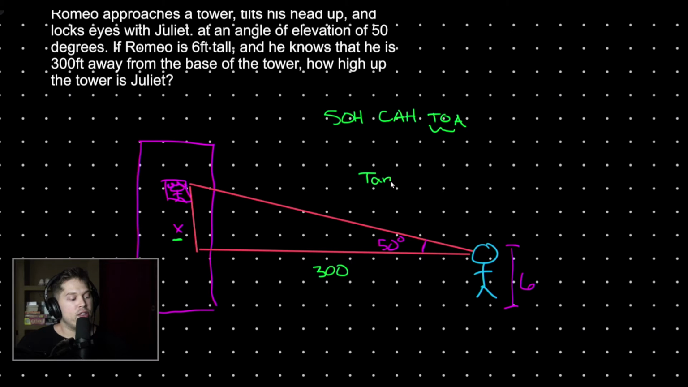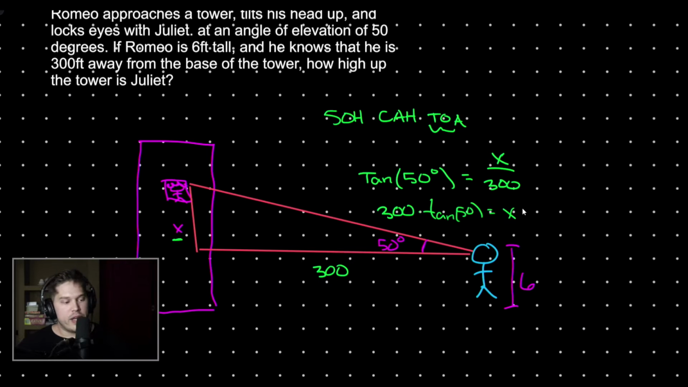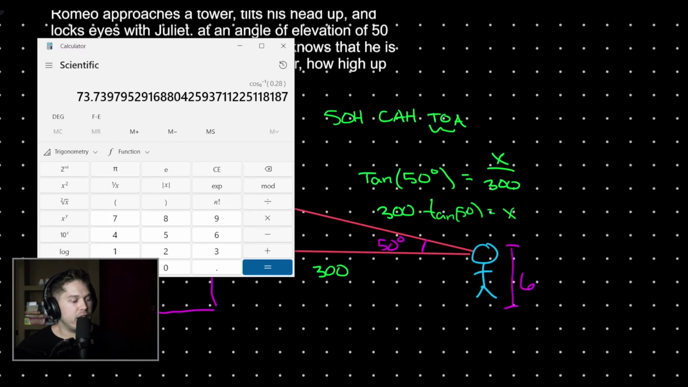So we know that tangent of 50 degrees must be equal to our opposite, which is our unknown x, over our adjacent, which is 300. We can multiply both sides by 300 to solve for x to get that 300 times tangent of 50 degrees is equal to x. Now once we're here, we just plug it into our calculator.